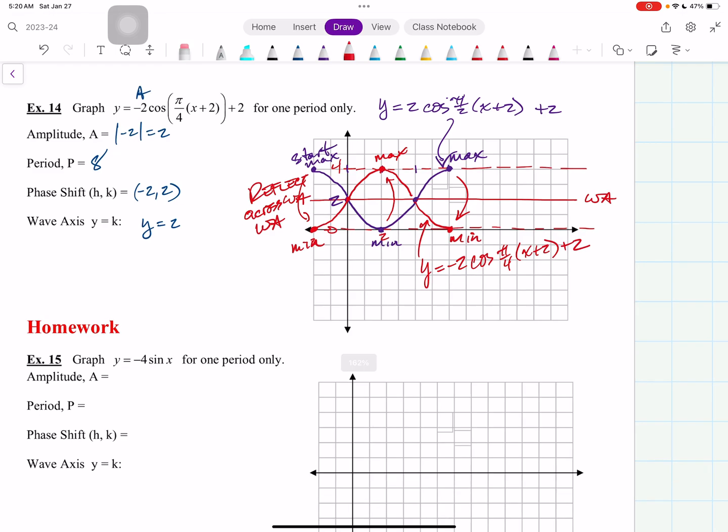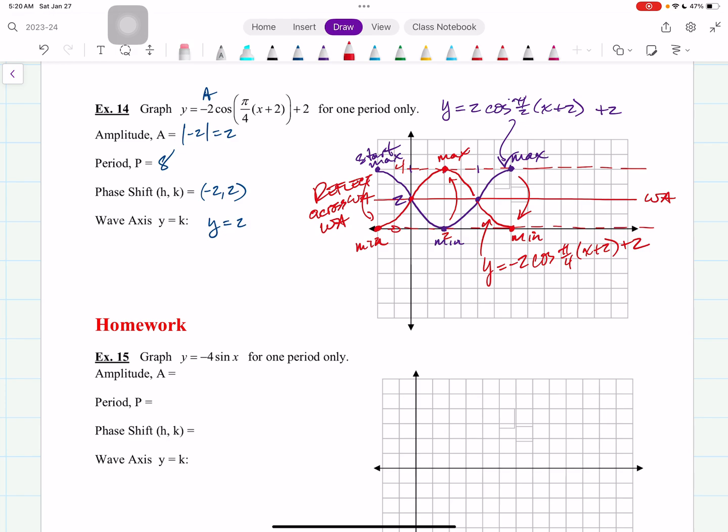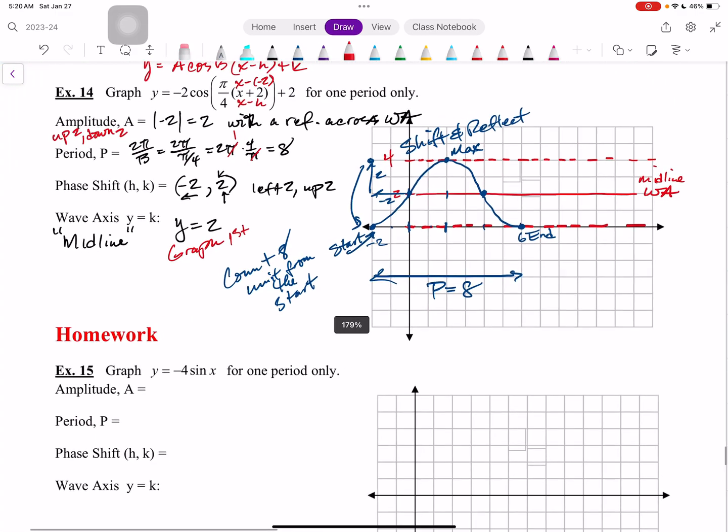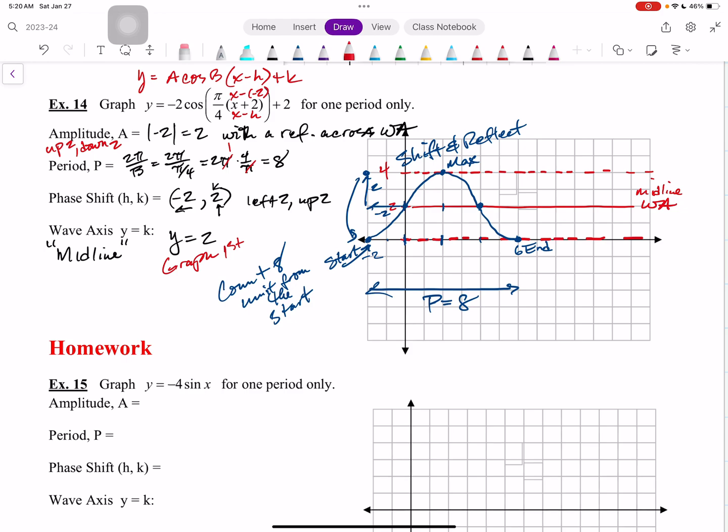So you have two options in graphing here. You can pretend the lead coefficient is positive, go ahead and graph it, and then reflect every single point across the wave axis. Or you can do what I usually do, which is I just shift it and then reflect it. All right, so whatever makes sense to you guys, just go with the flow.